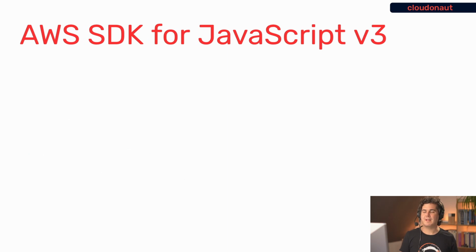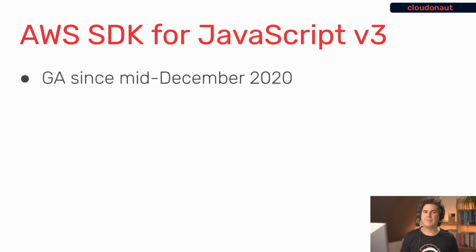So what is new about the AWS SDK for JavaScript in the new version, and why is it something that you should kind of know of? So first, since mid-December, it is generally available. So it's recently new, so that's why we talk about it here in the video.